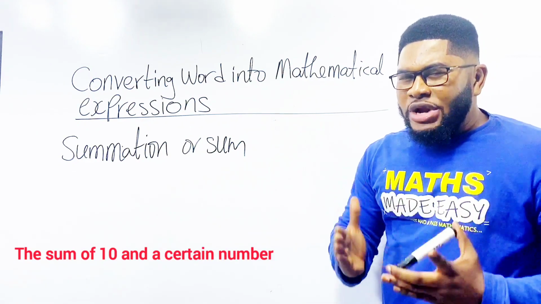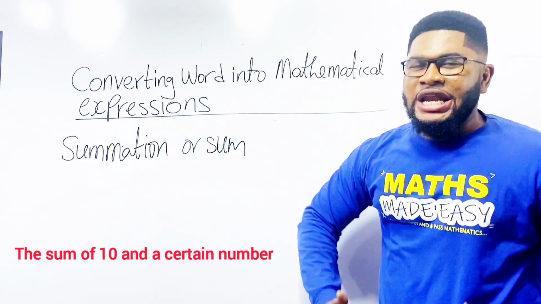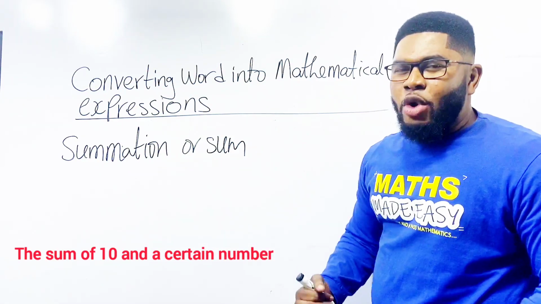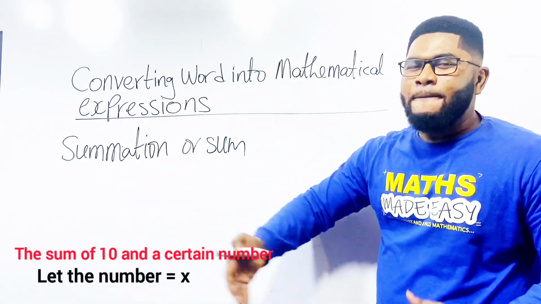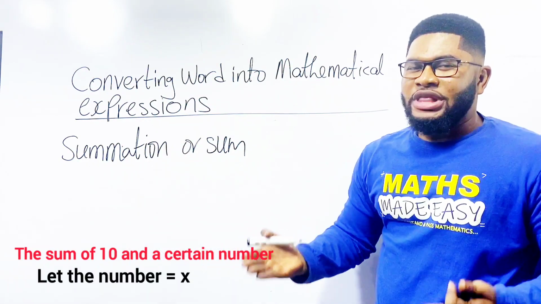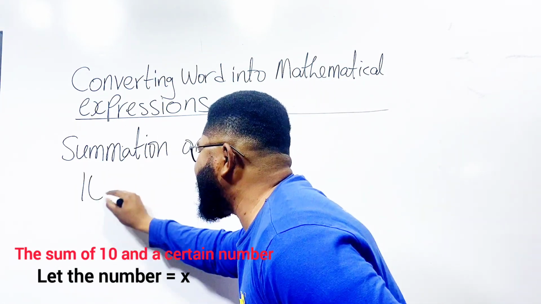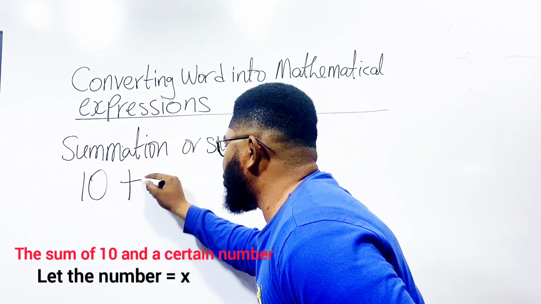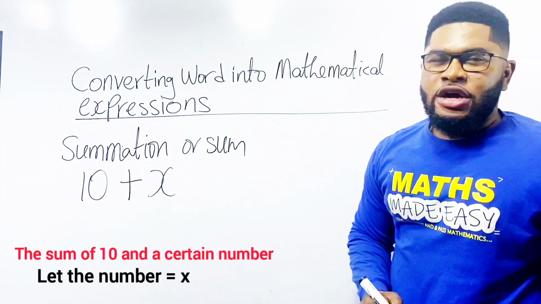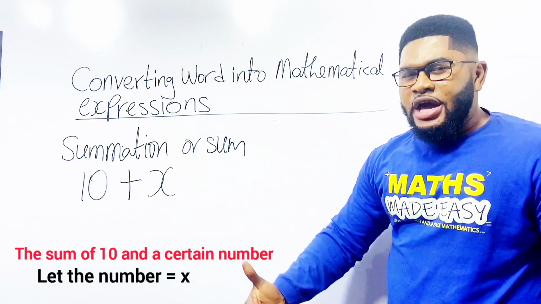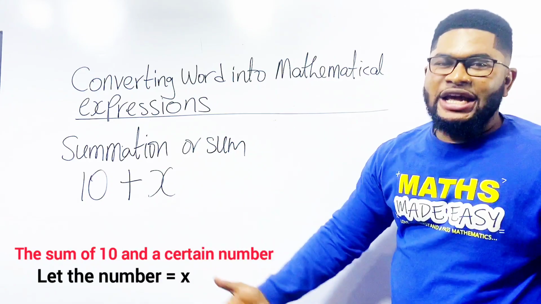If you really heard the word sum, it comes from the word summation, which also means addition. So when I say the sum of 10 and a certain number, we will let that certain number be x, represented with a variable. So the sum of 10 and a certain number will bring 10. Because of the word sum, it represents addition, and then let the number be x. So 10 plus x will then be the expression for the sum of 10 and a certain number.